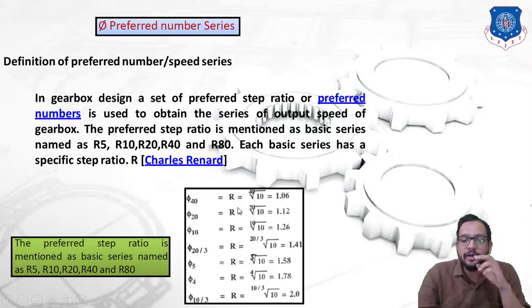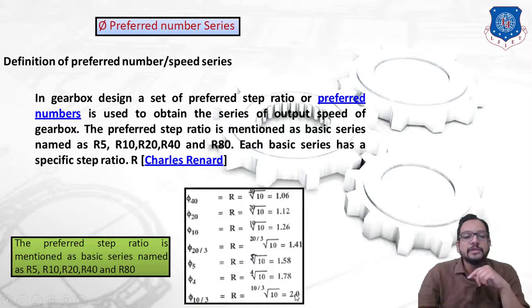How can we determine the value of the geometric progression ratio? It is equal to the 20th root of 10. Remember, we are going to find the root of 10. So if it is 20, we say the 20th root of 10, which is equal to 1.12. Similarly, if it is R10, denoted by phi 10, it is equal to the 10th root of 10, which is equal to 1.26. Similarly, you can see I have also found phi 10 by 3. So for R10 by 3, it would be the 10 by 3 root of 10, which is equal to 2.